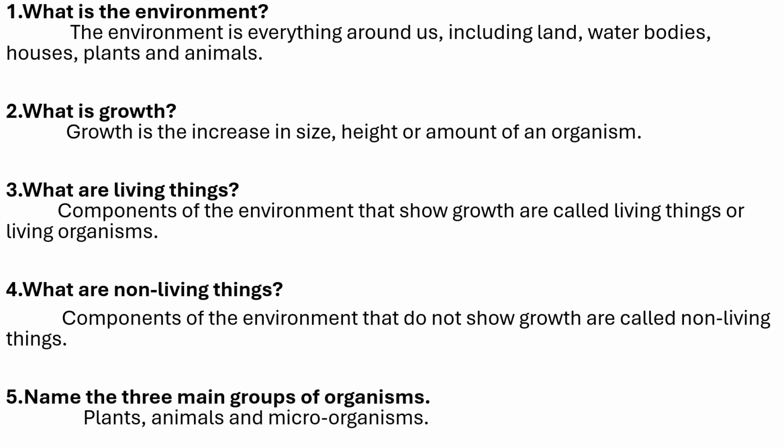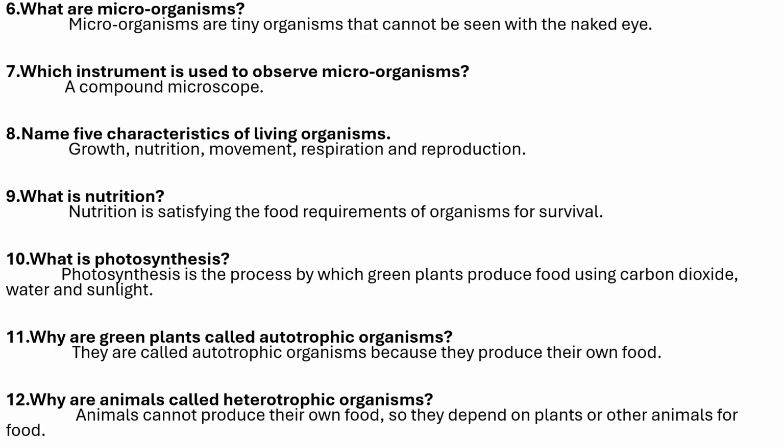Name the three main groups of organisms: plants, animals, and microorganisms. What are microorganisms? Microorganisms are tiny organisms that cannot be seen with the naked eye. Which instrument is used to observe microorganisms? A compound microscope. Name 5 characteristics of living organisms: growth, nutrition, movement, respiration, and reproduction.